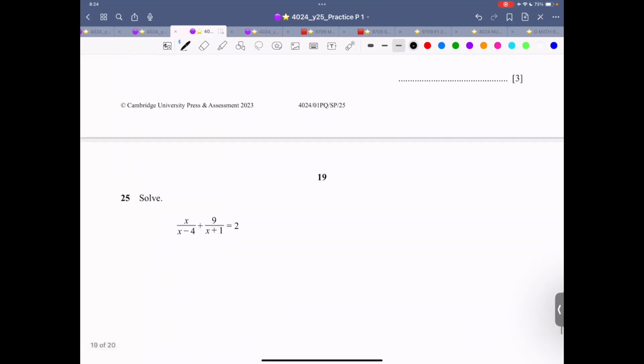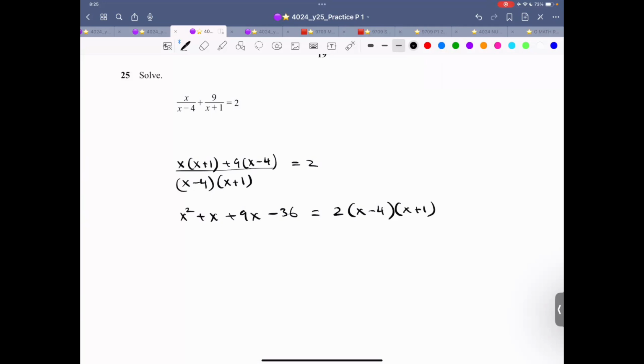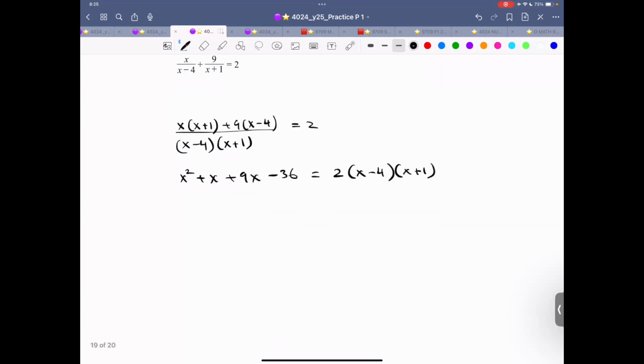I think this looks like the second last question. Let me do this one first. We have to solve it. LCM: x minus 4, x plus 1. x is multiplied with x plus 1. 9 is multiplied with x minus 4. This equals 2. So x squared plus 9x minus 36 is 2 times (x minus 4)(x plus 1). So I simplified the numerator. I also took this whole thing to the other side.